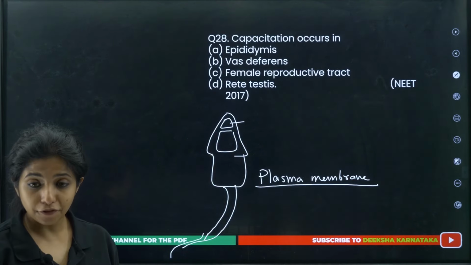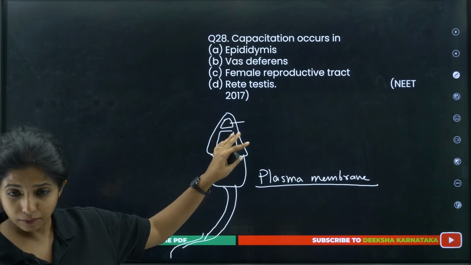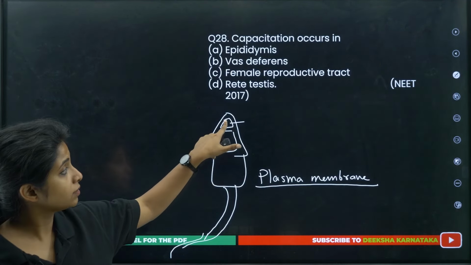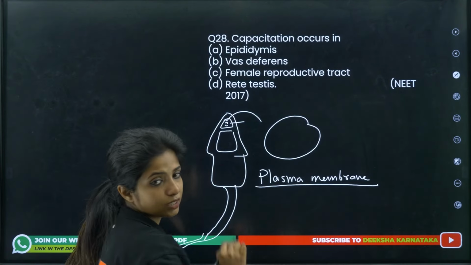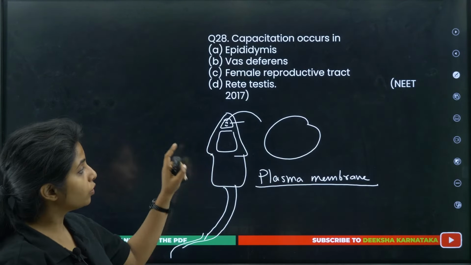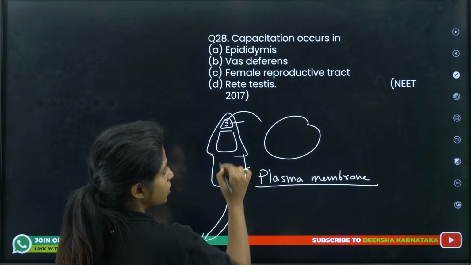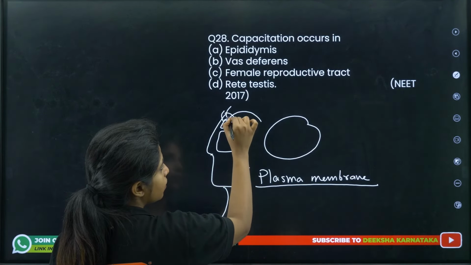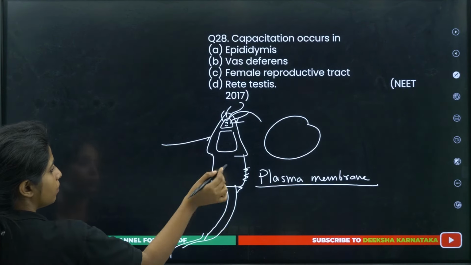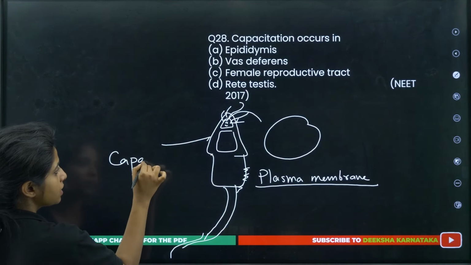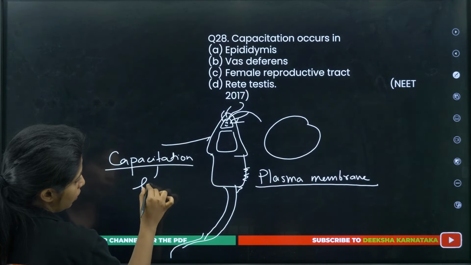Now just think that you have to release the enzyme that is there on the acrosome so that it can penetrate inside the egg. Otherwise, it won't be able to penetrate inside the egg. So what do we do? We make certain changes in the plasma membrane such that this acrosome can easily release its enzyme, and this is known as capacitation. These changes in the plasma membrane are known as capacitation, and it occurs in the female reproductive tract.